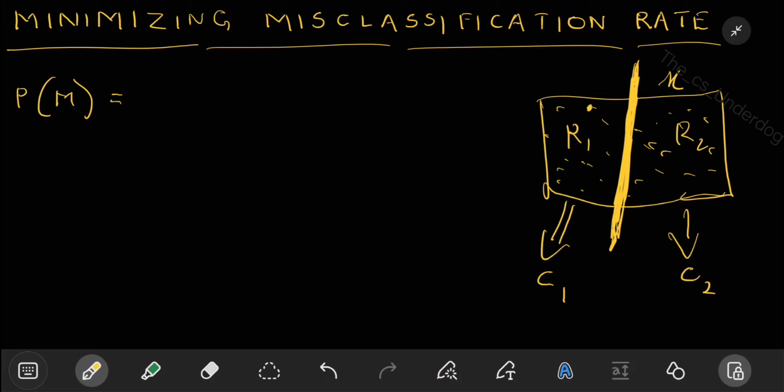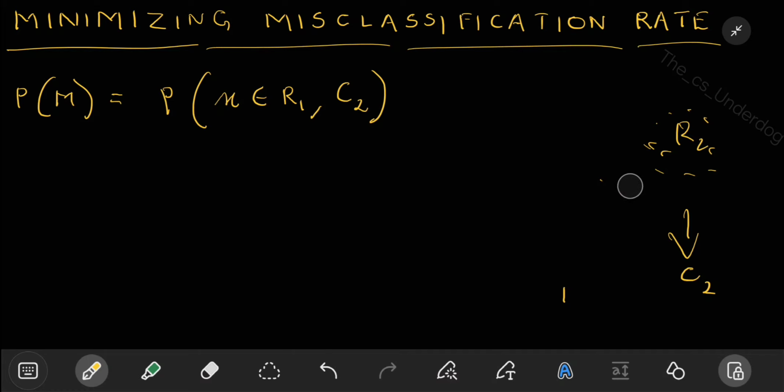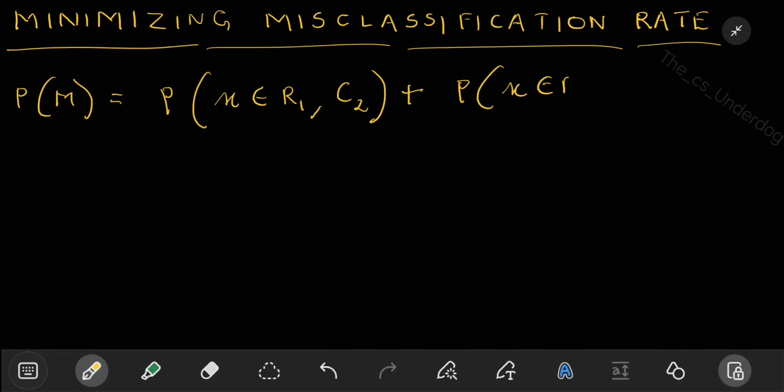How will you write this? Probability of X belonging to R1 and assigned class C2. Right? This is one possibility. That is, if X is actually belonging to R1, but you assigned it to C2, which means it is a mistake. And what is the second type of mistake possible? That is when X belongs to R2 and you assigned it to C1. These are the two types of mistakes. Why am I writing like this? P of X, C formula.